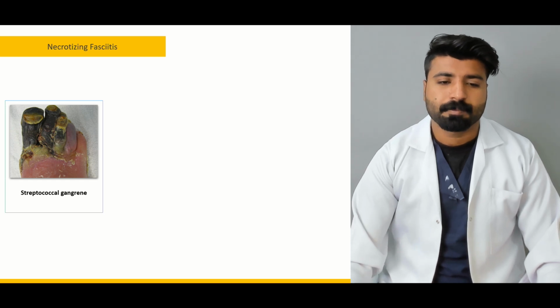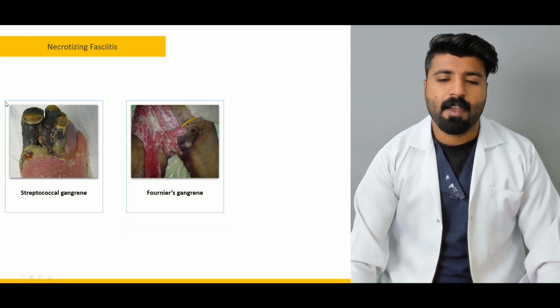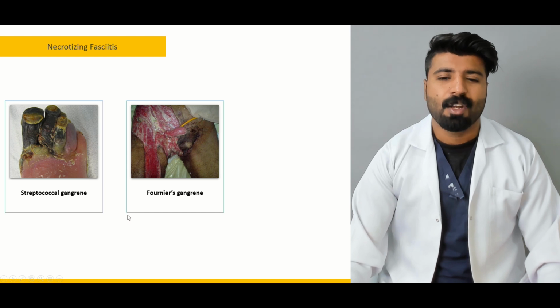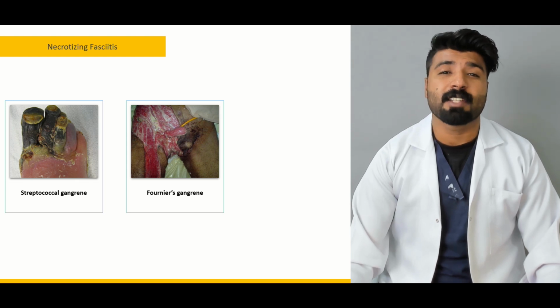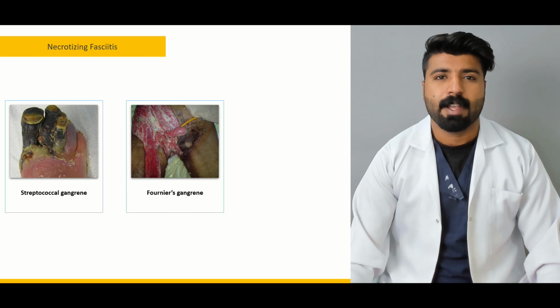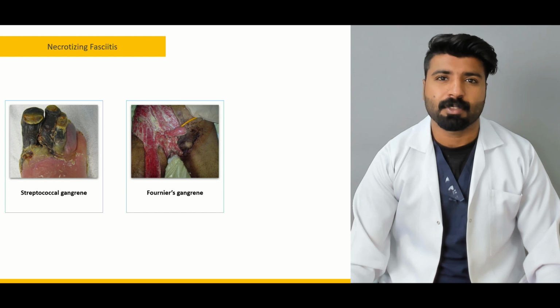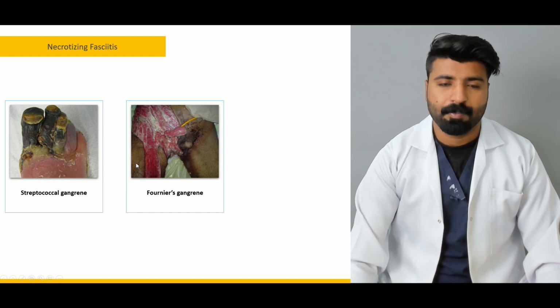Next on, we have Fournier's gangrene. Fournier's gangrene is very specific in its formation. You will never see Fournier's gangrene anywhere inside your body except where? Except your perianal region, your perineal region. These are the only areas involved. You can see this is the depiction of that. This Fournier gangrene is formed in the perineal region.